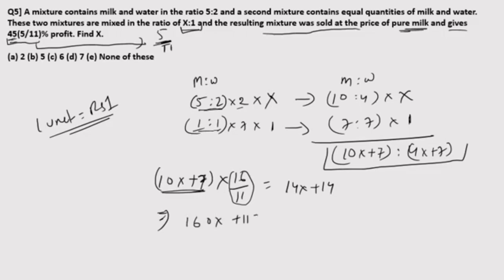160x plus 112 is equal to 154x plus 154. That implies 6x is equal to 42. That implies x equals 7. This is my answer. Okay, I hope it is clear. Let's move to the next question.